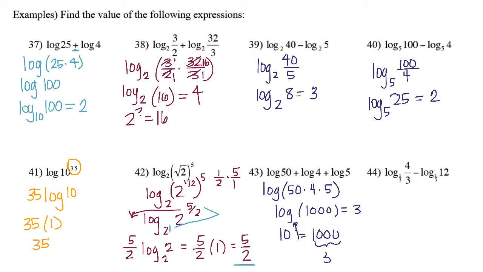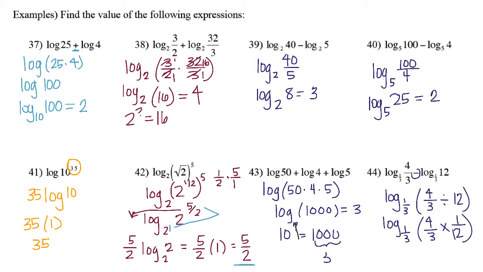So for 44, yes, I know we have a funky looking base, but don't discriminate. It's a logarithm too. Be nice to it. So we're going to have log base 1/3. And notice here we're subtracting, so this is going to look weird. We've got 4/3. And keep in mind you change it to dividing. 4/3 divided by 12. And whatever younger grade it was, heck, I don't remember. You would do a keep, change, flip, and remember dividing by fractions, you multiply by the reciprocal.